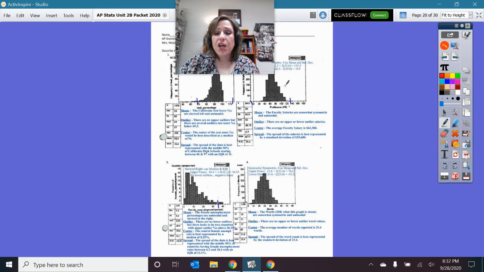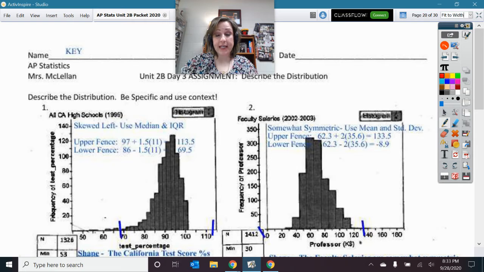Okay? Now, 2 and 4 are relatively symmetric. We do not have perfect symmetry all the time with real data. Real data is not always perfect. So these are mostly symmetric. So we're going to go with using the mean and standard deviation for that and checking for outliers with our mean plus or minus 2 standard deviation rule. Okay. So we're going to do that, making sure to be specific and include context.